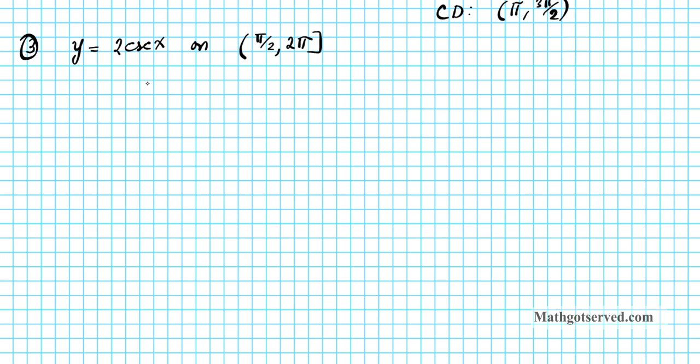All right, so we know that cosecant, or we can say 2 cosecant x, is equal to 1 over 2 sine x. Okay, so cosecant is the reciprocal identity to sine. All right, so this is the relationship right here.